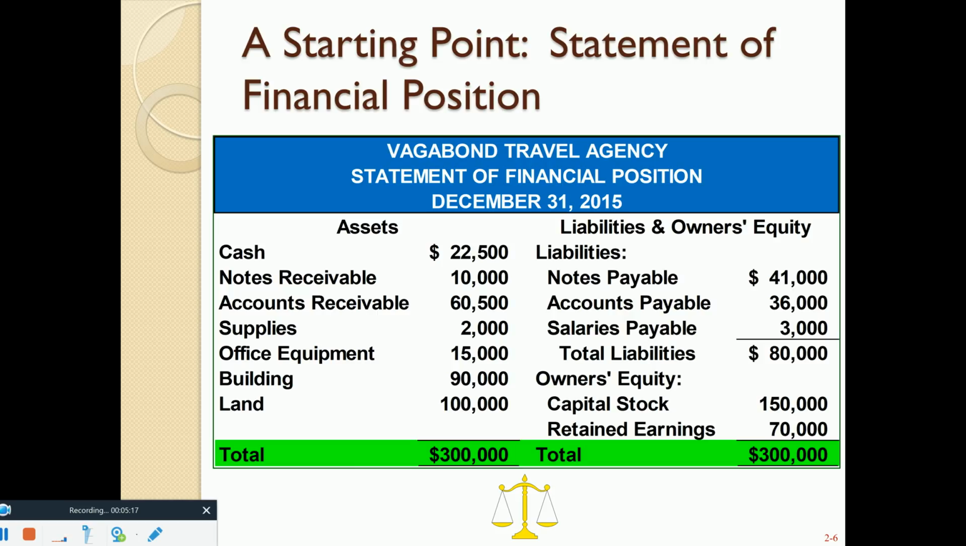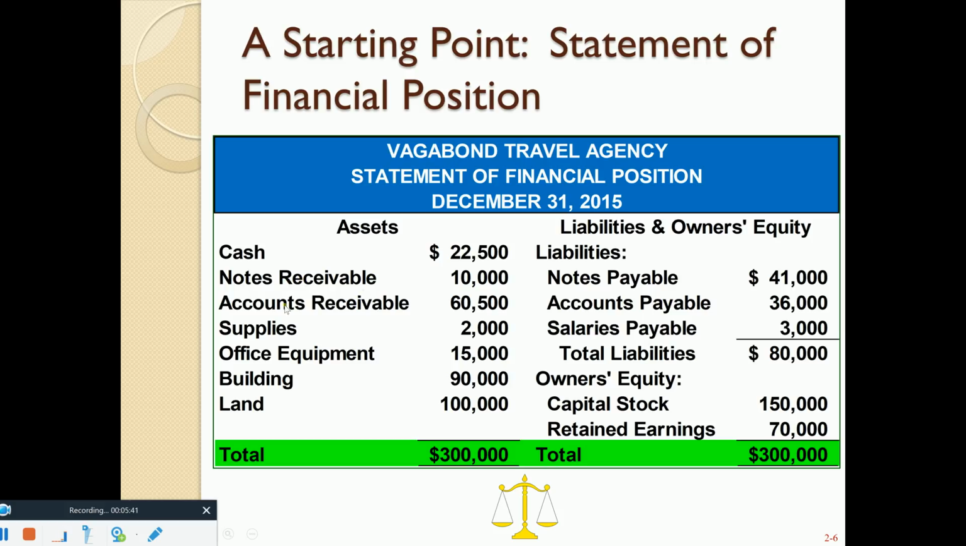And on the left side of the balance sheet, we can see we have listed assets. Assets are basically what the company owns. What do we own? Cash, right? We have a bank account. And at this moment in time, we have $22,500 in our bank account. We have receivables. You see these words?